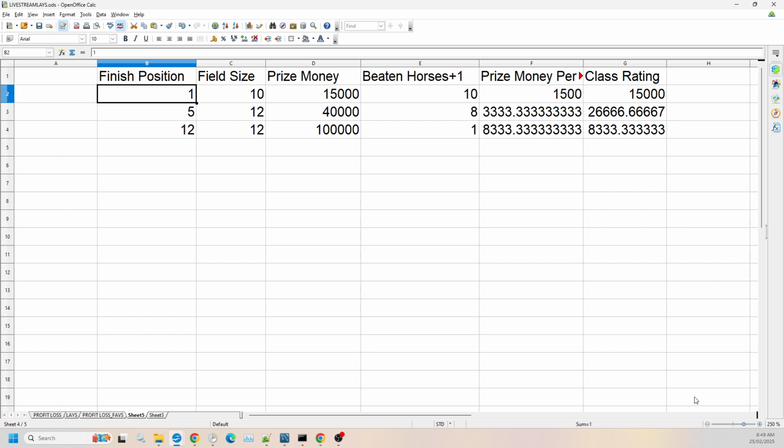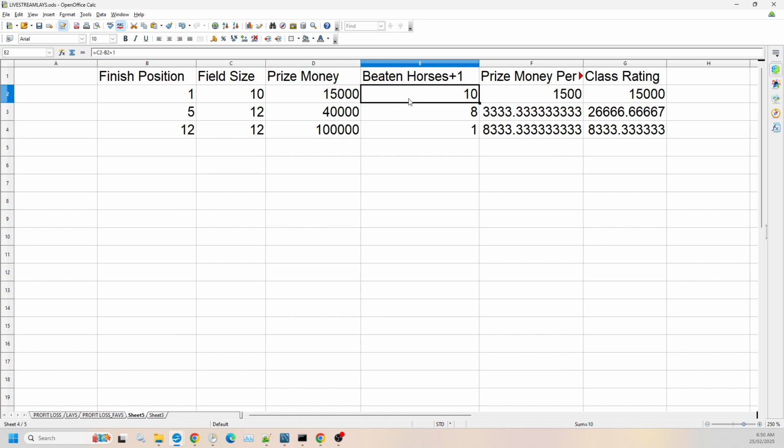So let's just say we've got this theoretical horse here and it's finished first out of a field size of 10 and the prize money was 15,000. Now, given that's a pretty low class race, you don't want to be giving that horse too high a rating compared to something that's in, say, a $100,000 race but comes last. There's obviously class levels defined around the prize money. It's not perfect, but it definitely is a good indicator to the class of the horse.